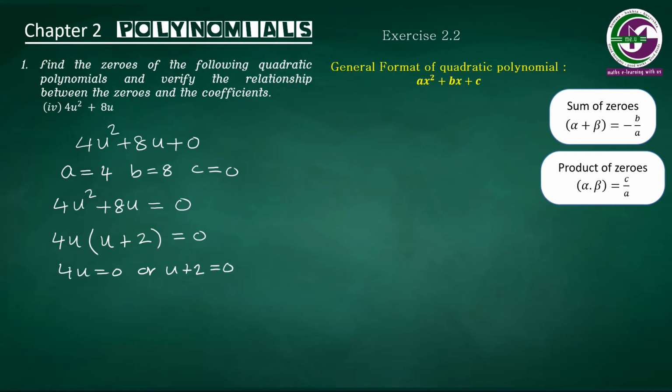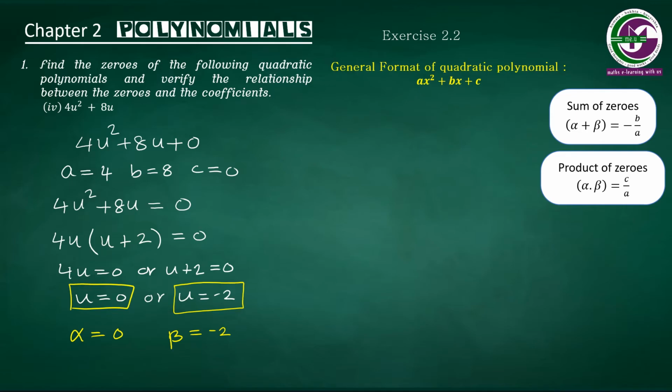4u equal to 0 means u equal to 0. You need to divide both sides by 4. So, you will get u equal to 0 or u equals negative 2. The zeros are: u equal to 0 is one of the zeros and u equals negative 2 is another zero. So you can mark alpha equals 0 and beta equals negative 2.